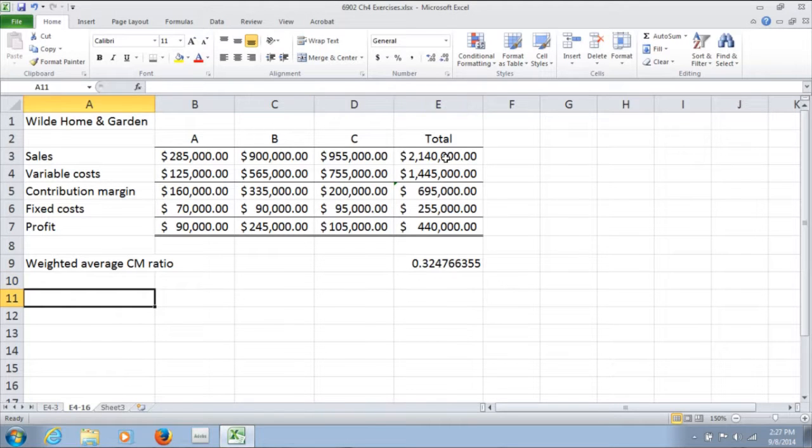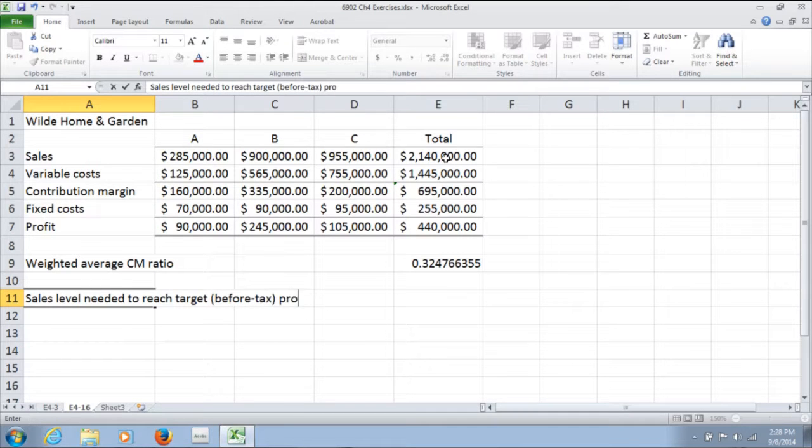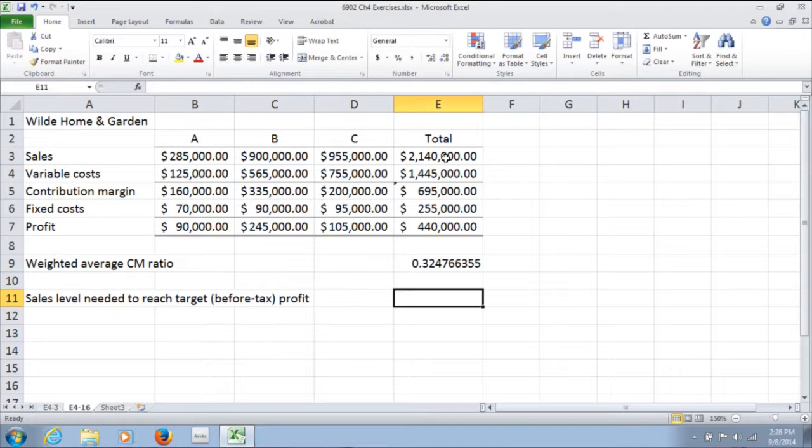In part B, we're asked what is the sales level needed to reach the target. And remember, this will be before tax profit of $600,000.